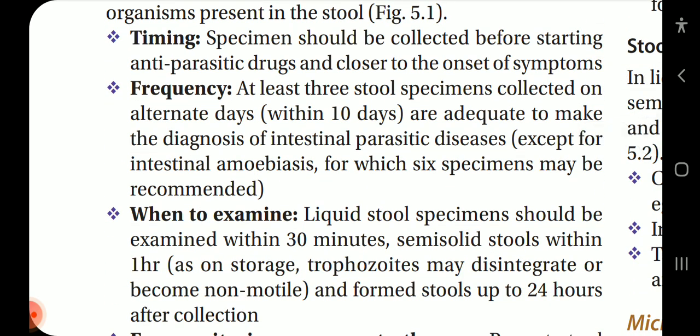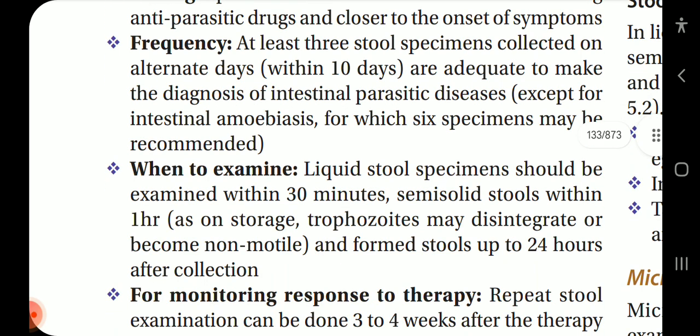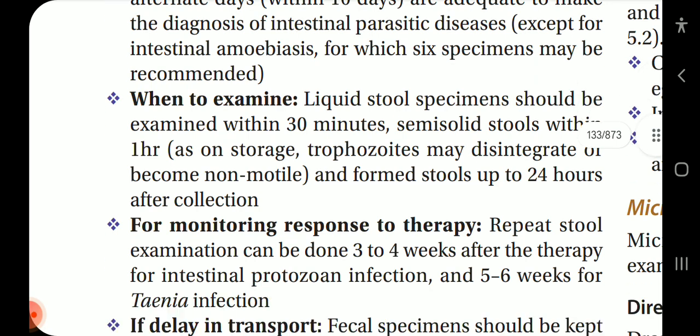Timing: specimens should be collected before starting the antiparasitic drugs and closer to the onset of symptoms. Frequency: at least 3 stool specimens collected on alternate days within 10 days are adequate to make the diagnosis of intestinal parasitic diseases, except for intestinal amoebiasis, for which 6 specimens may be recommended.